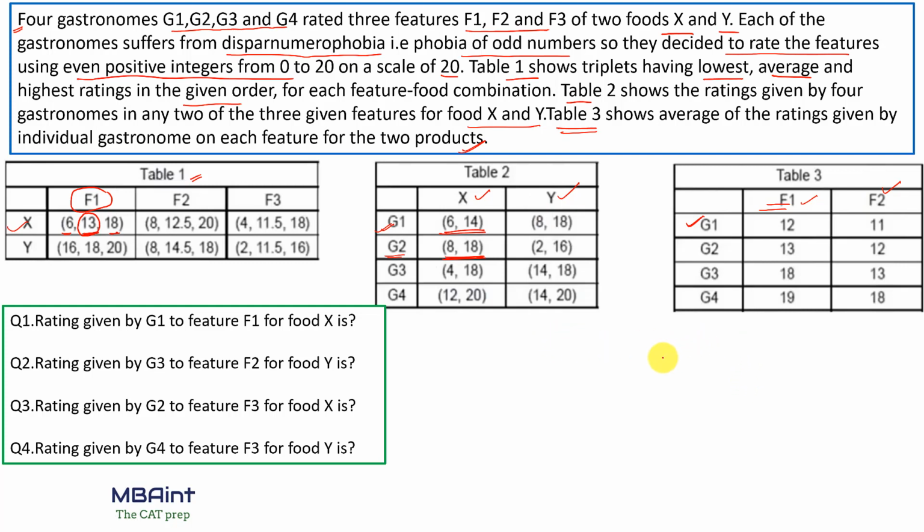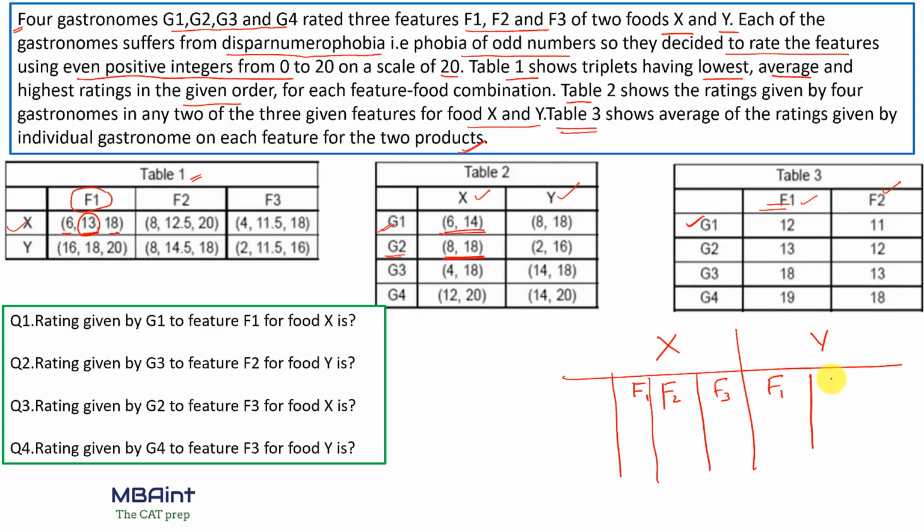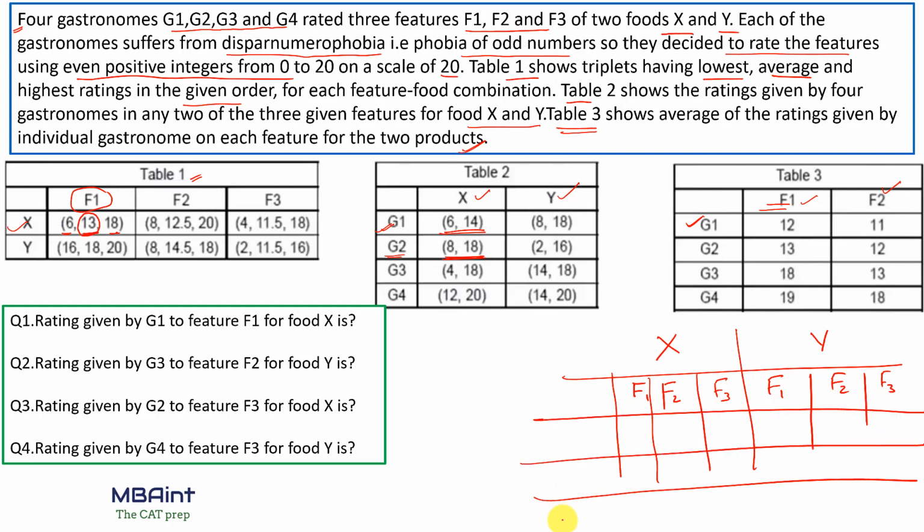What would be the mind mapping of the information? So we have 2 foods X and Y. Each of these food will have 3 features F1, F2 and F3. So this is the rough mind mapping, F1, F2 and F3, and we'll have 4 gastronome giving values to each of the features, right? G1 will give value, G2 will give value, G3 will give value and G4 will give some values over here, right?